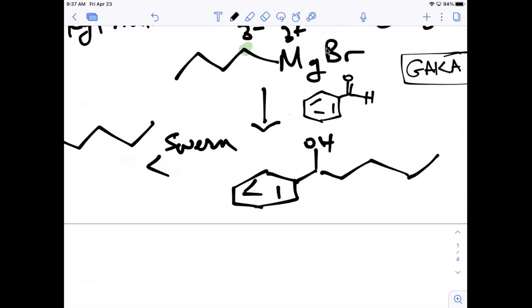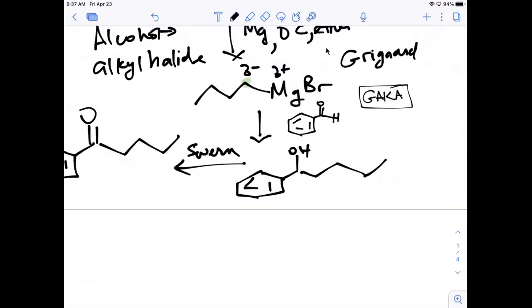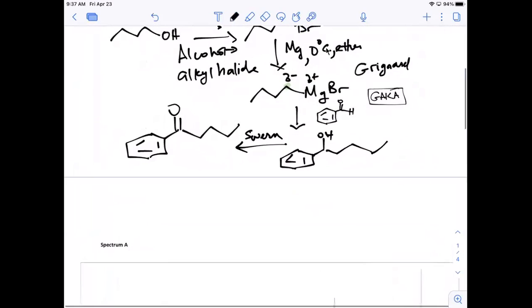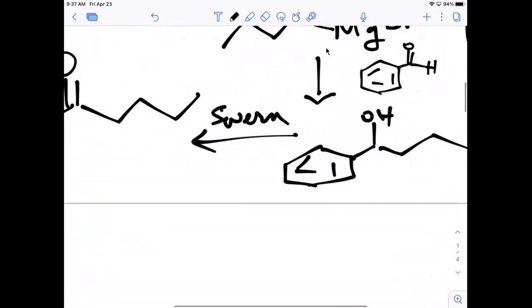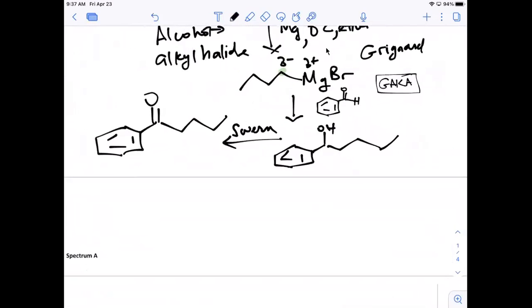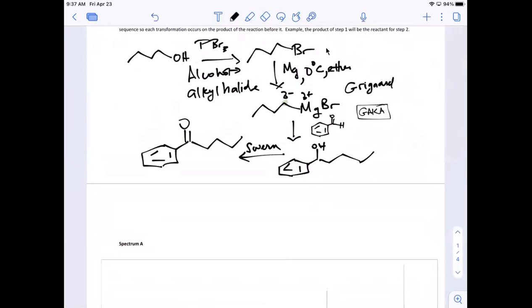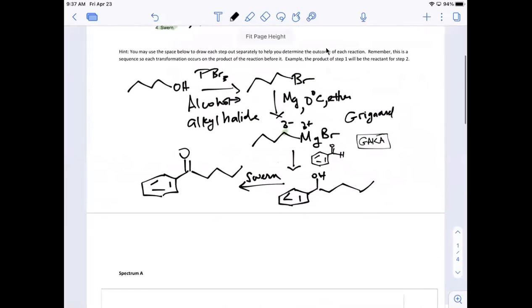The Swern uses, I think, oxalyl chloride and DMSO. It's one of the stinkiest reactions you could ever do because it's working with sulfur. I've done this before. It'll have the whole lab smelling like rotten eggs, but it works, and it's a very efficient reaction.